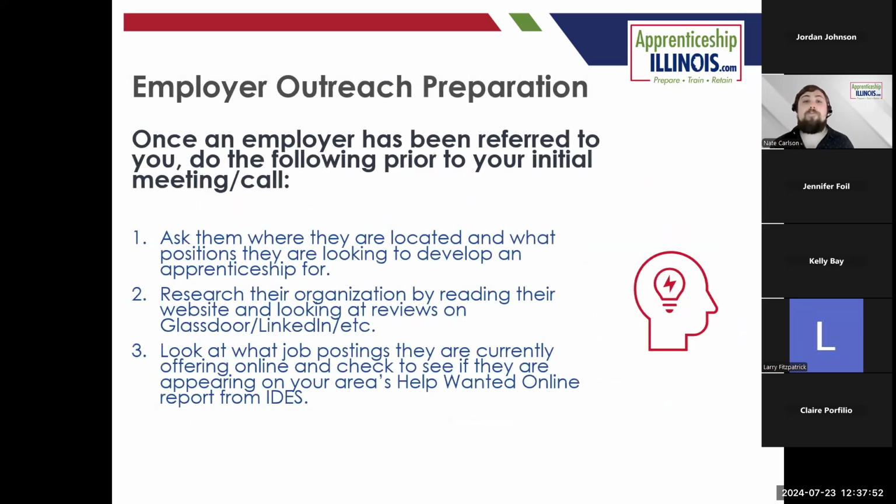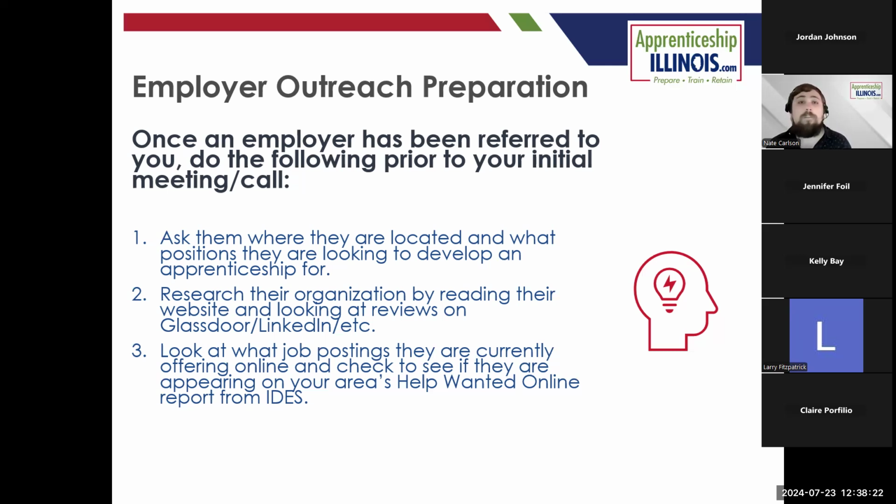So, employer outreach preparation. Once an employer has been referred to your integrated business service team, we want to take the following steps. First, we want to know where they are. We want to make sure that they're located in your area, that you are responsible for their services. Not that you wouldn't help them regardless, but we want to make sure that everything else we do is going to have a waterfall effect if we don't make sure that they're actually in our area. And we're going to ask them what positions they're looking to develop an apprenticeship for.